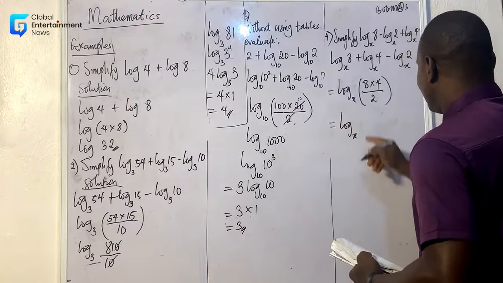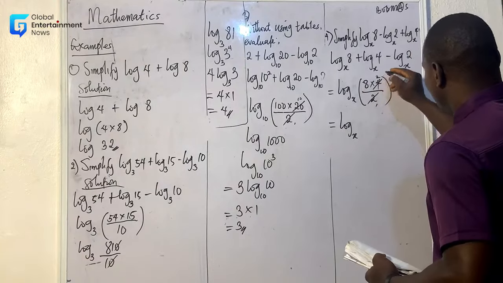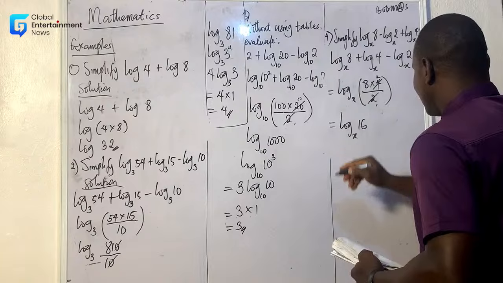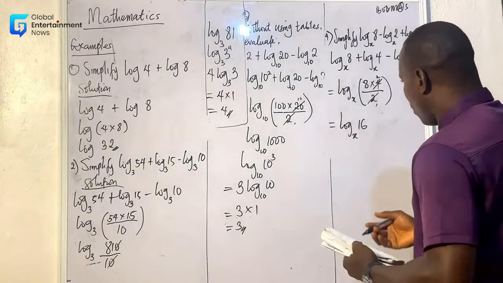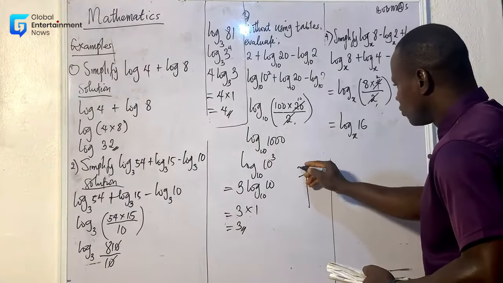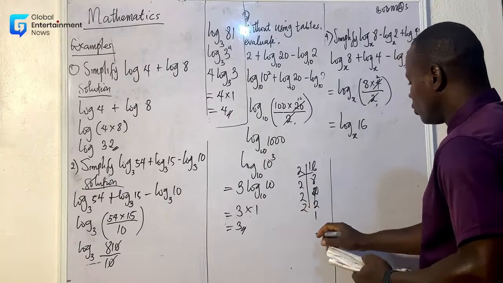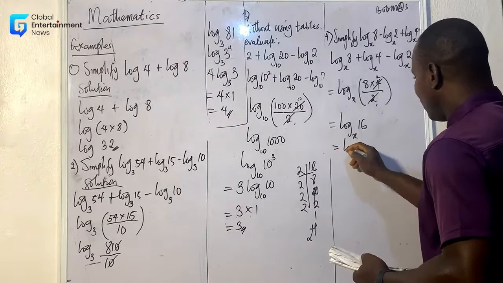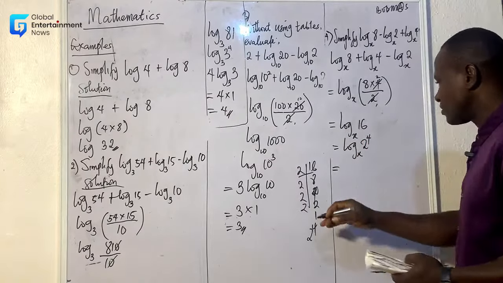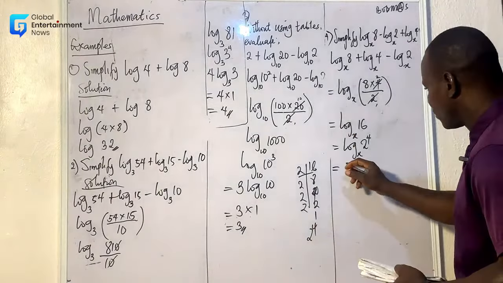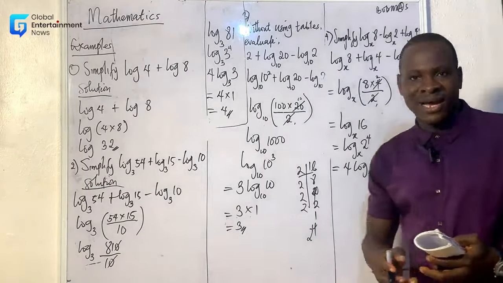Then I have log 8 times 4 base x, or I can just say 2 into 4 is 2. 8 times 2 is 16. If we want to break this down into the power of 2, 16 is 2 raised to power 4. I can now say log 2 raised to power 4 base x. My final answer is going to be, take this 4 to the front, 4 log 2 base x, which is my final answer.